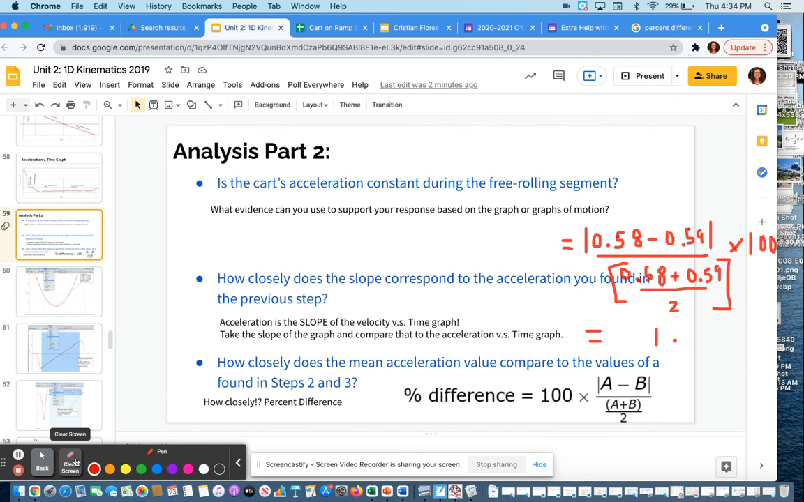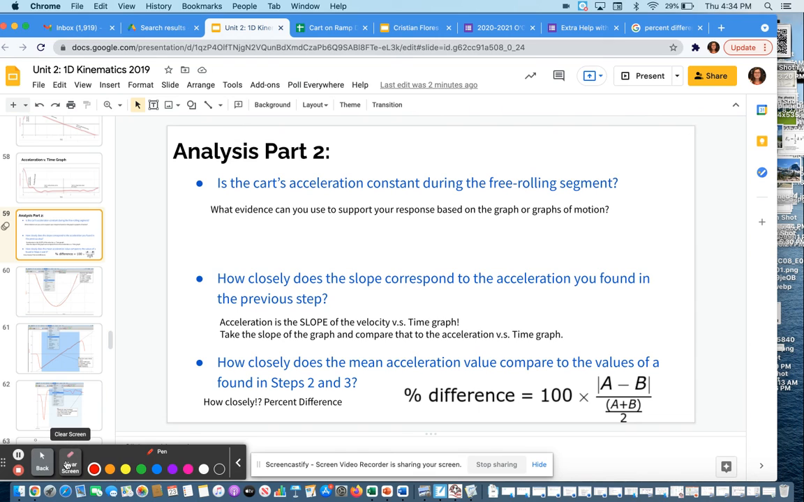The values you find should be very, very similar. There should be a pretty small percent difference. The reason is that the equations themselves come from the derivative of the previous equation. So your slope and the actual acceleration value should be almost exactly the same. There'll be slight variations due to the fact that we're using a motion detector, which carries some error with it.